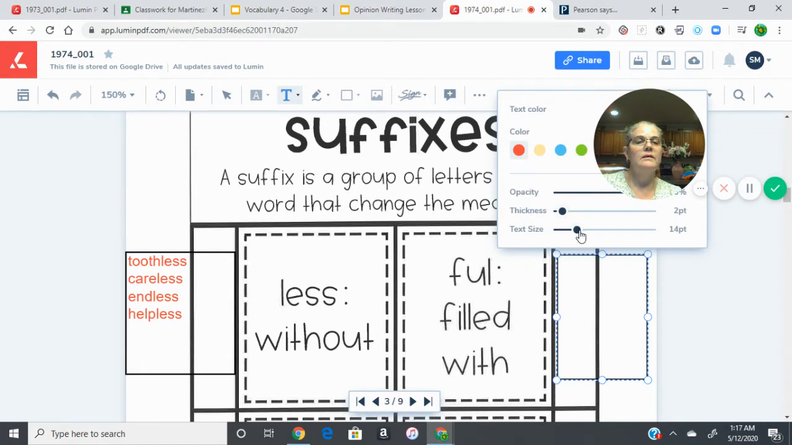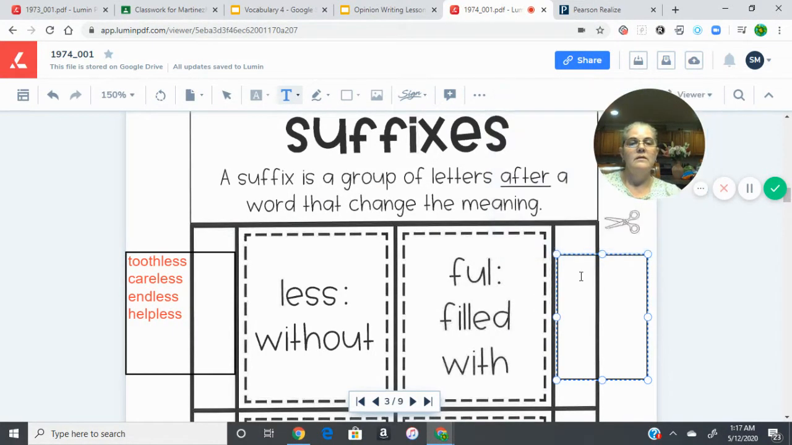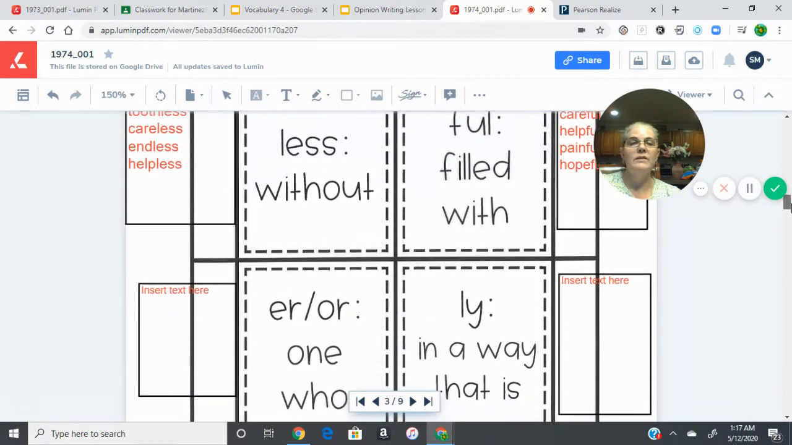Just trying to get it to be a little bigger. Okay, so we've got the suffix -ful, or filled with. So we could do careful, like full of care; helpful, full of help; painful, something is full of pain; hopeful is full of hope. All right, so there's four of them, and you can write those down in your book.